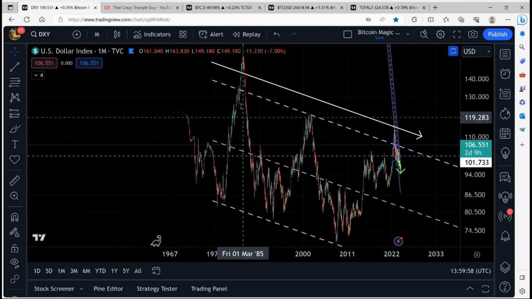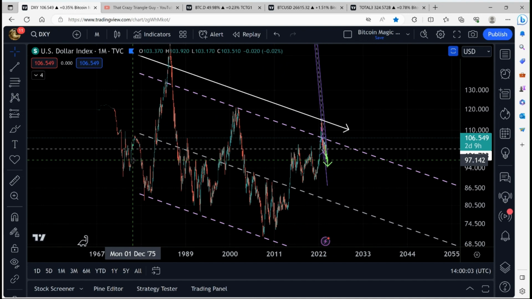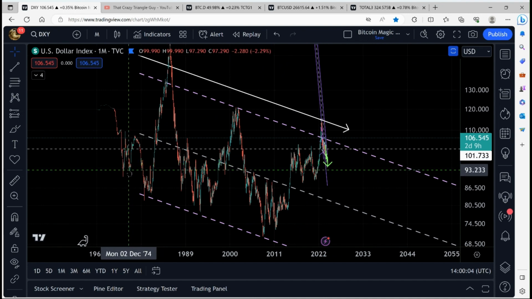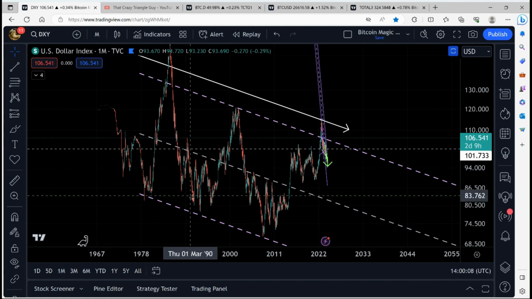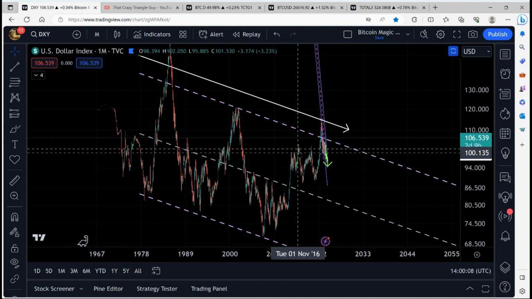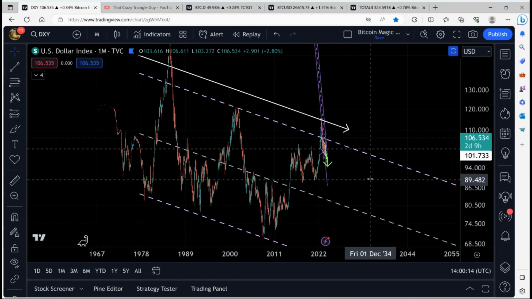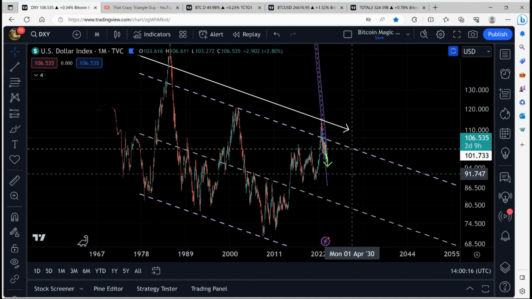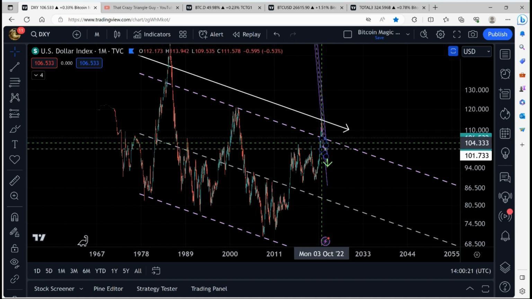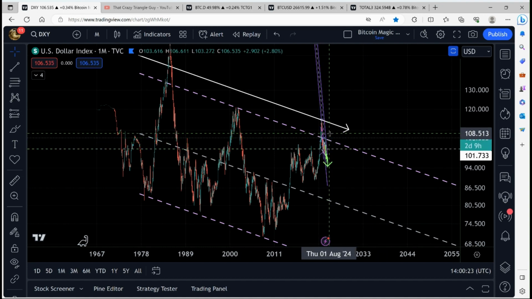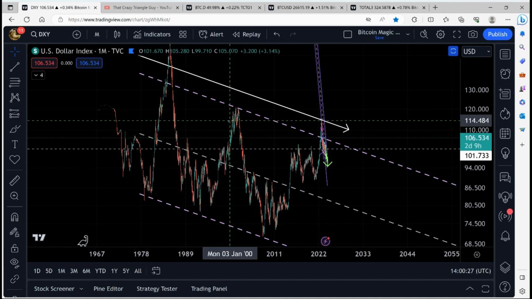So you can see the parallel channel the Dixie's been trading in since back in the early 70s, inside this pink parallel channel. Currently up here. Wait, where are we? Oh, we're way up here. Okay, yeah. So we're outside the channel. We've broken through it back here in the 80s.